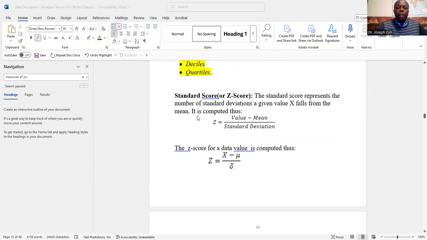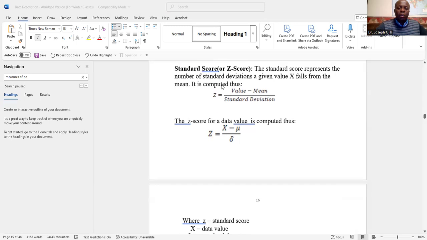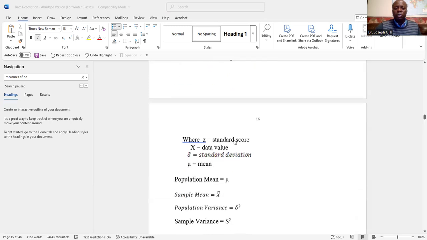Now, the standard score represents the number of standard deviations a given data value x falls from the mean. And this is the formula we use for it. Z equals the value minus the mean, divided by the standard deviation. We can use x to represent that value, mu to represent the mean, and the delta symbol to represent the standard deviation.